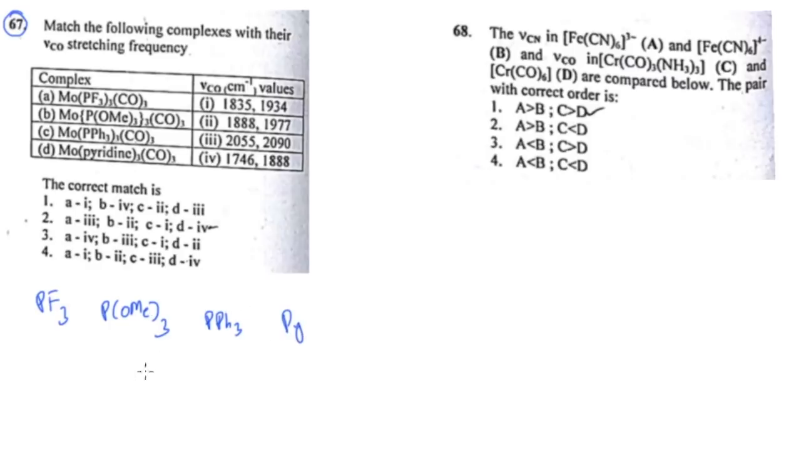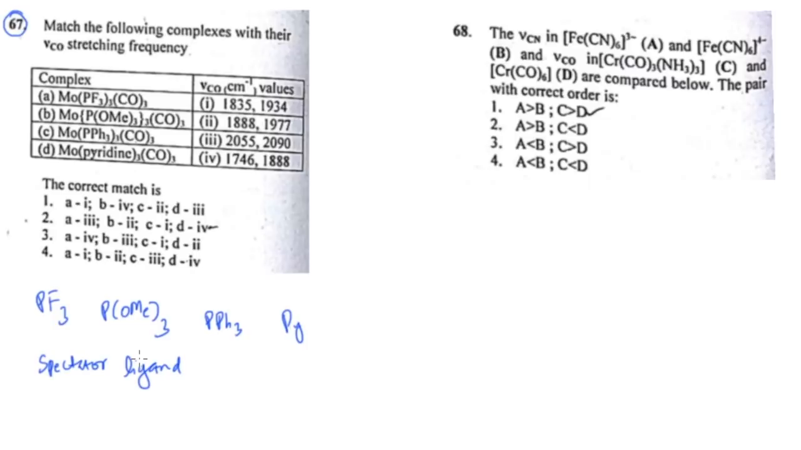Now these ligands are called spectator ligands. What is a spectator ligand? I'll just write it down over here. A spectator ligand is a ligand which does not take part in a particular reaction, but it just takes on a particular coordination site.